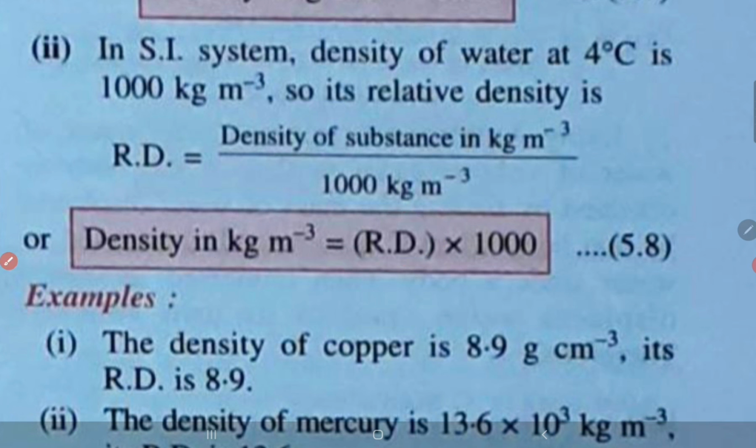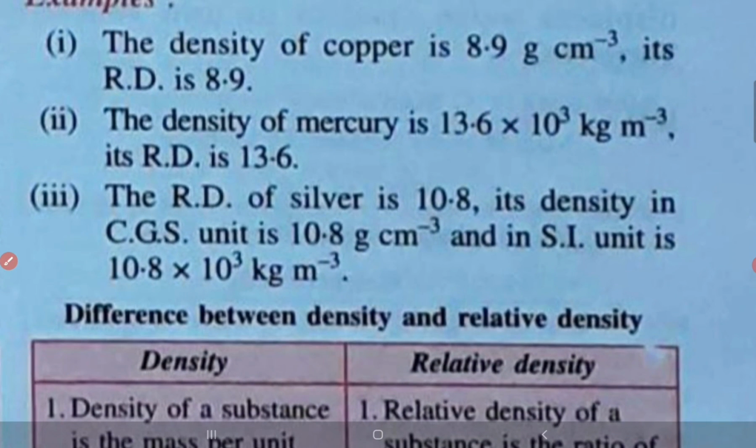Let us go to the second example here. Example number 2. The density of mercury given to us is 13.6 into 10 to the power 3 kilogram per meter cube. Hence, its relative density will be 13.6 only. No 1000 will be included here.